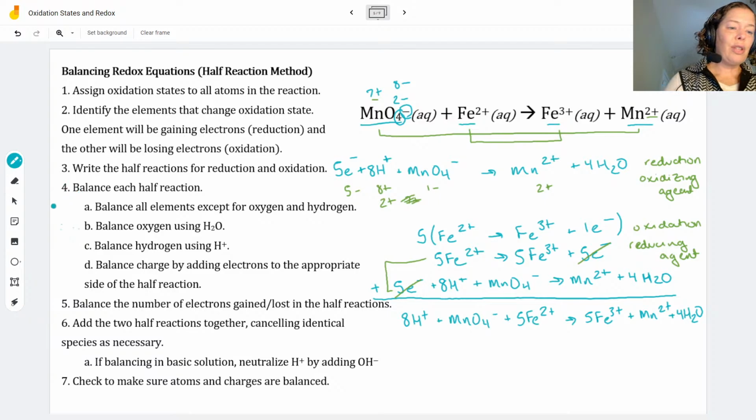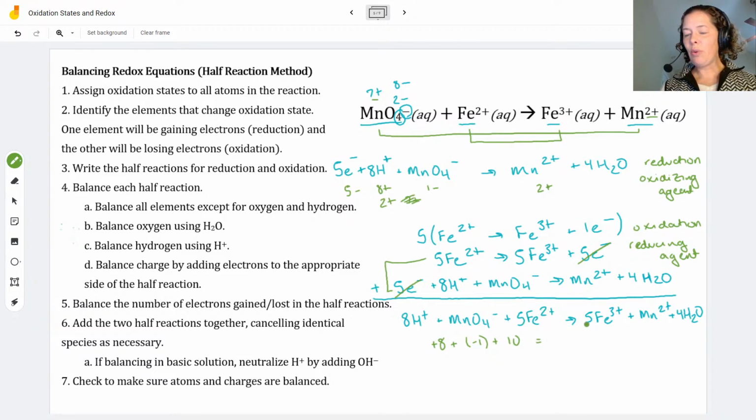Now I want to make sure that my charges add up, so I'm going to do what I call a side calculation. I have a +8 from my 8 hydrogen, plus I've got just a -1 here, plus 10, 5 times +2, and this should equal 5 times 3, which is +15, plus 2, so this should be 17. Yeah, so I'm getting 17 equals 17. Sorry, these are both plus. So yes, that is balanced. So this is now a balanced redox equation.